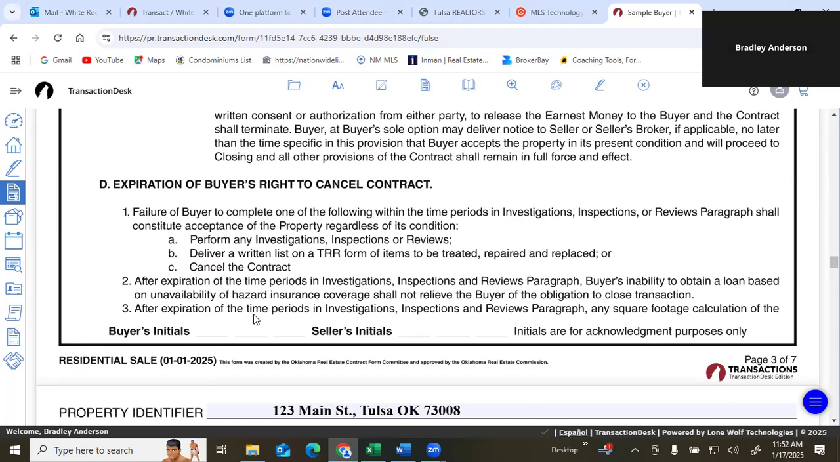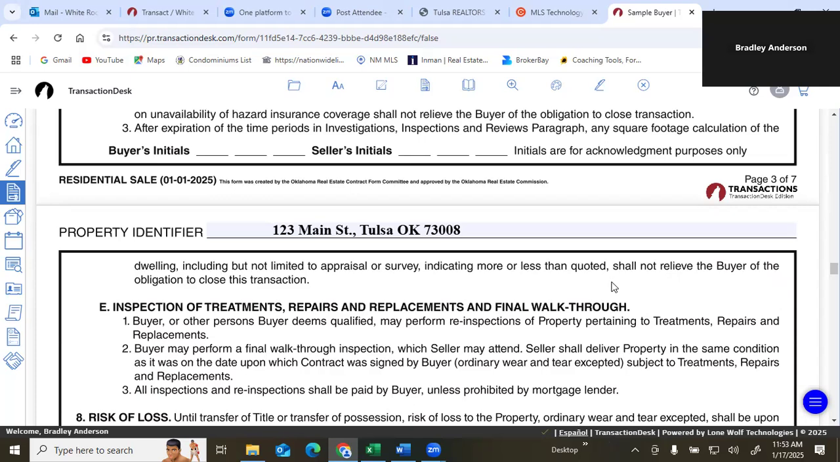All right. After expiration of time periods in investigations, inspections, and reviews paragraph, any square footage calculation of the dwelling, including but not limited to appraisal or survey, indicating more or less than quoted, does not relieve the buyer of the obligation to close on this transaction. So if the listing said the house was 2,100 square feet, it turned out to be 2,000 square feet, buyer's still on the hook to close.